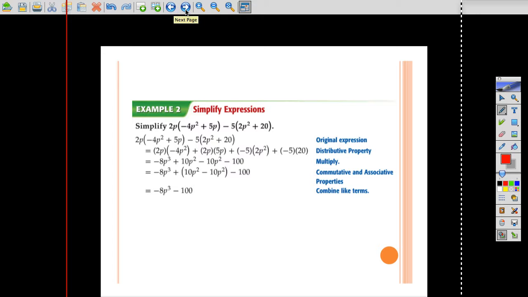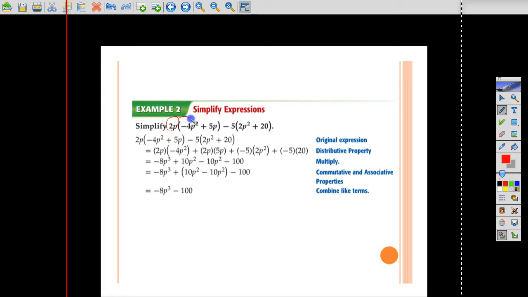Okay, here's another example. Simplify expressions. So here you have 2 steps. You're going to distribute the 2p here first, and then distribute the negative 5 over here. Let's see if we can do this on the side.